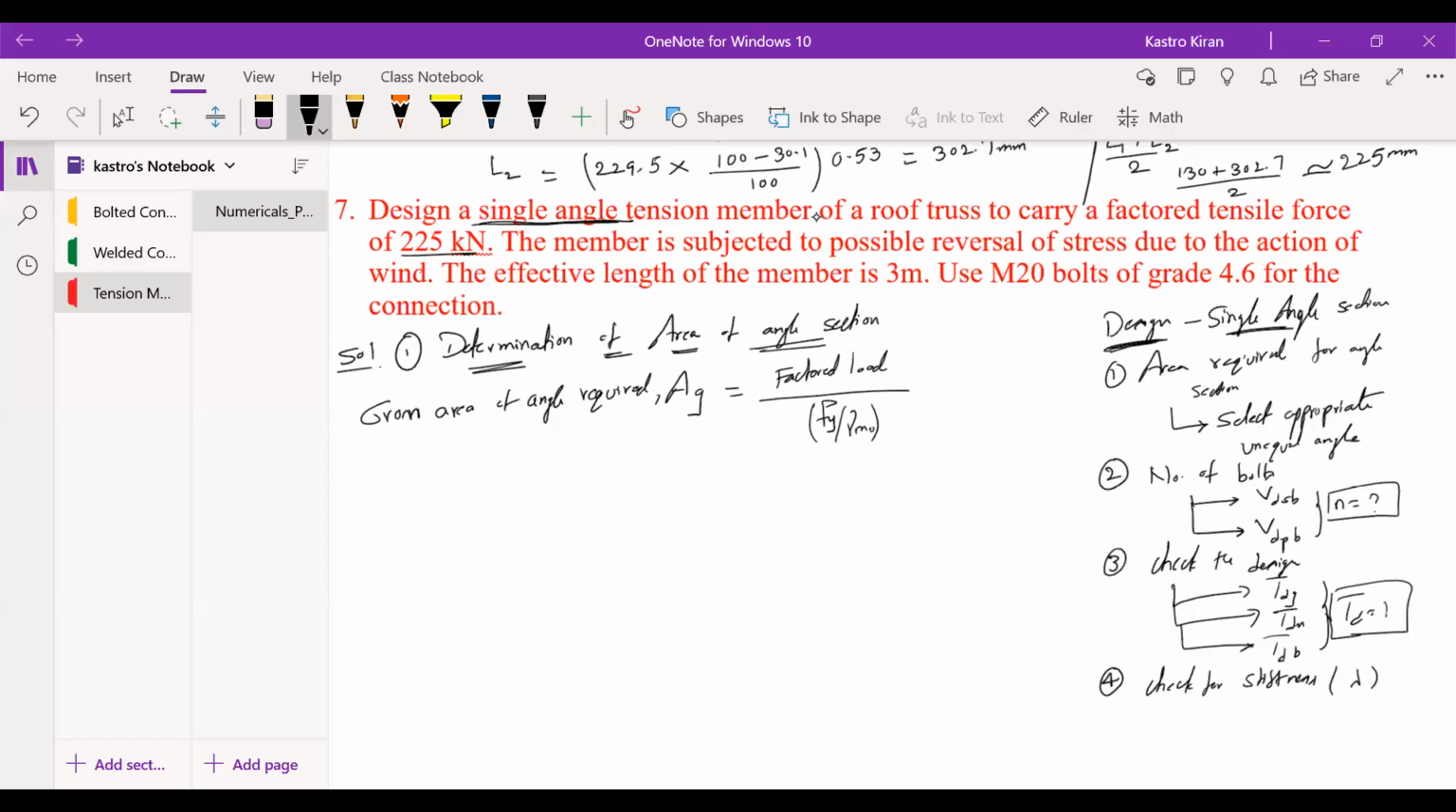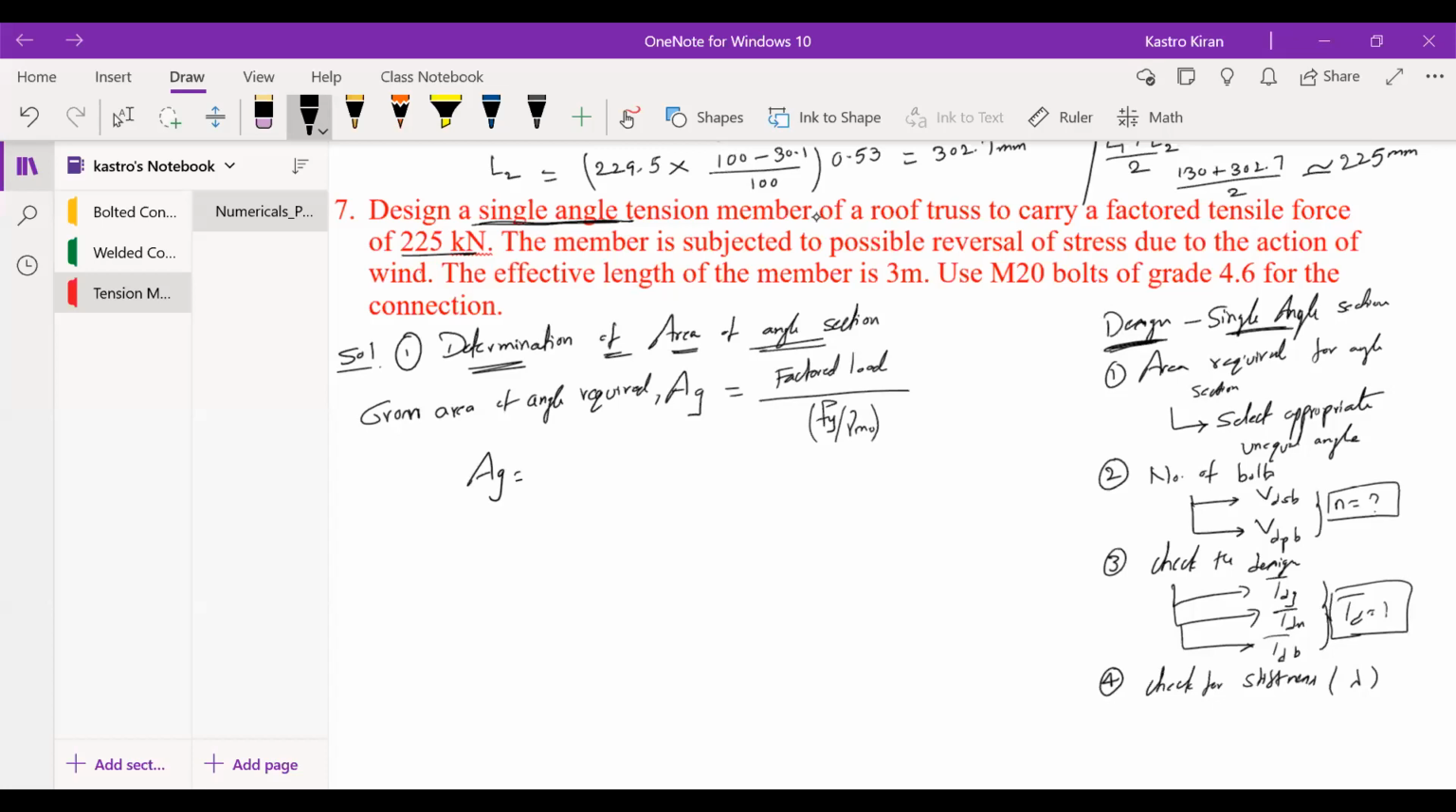This is the fixed formula. Factored load upon Fy by gamma m0, and this is the formula which is used to find out the tensile gross area of the angle section that is required. Okay, so this formula is not available in your code book. You have to remember this formula. So this is how you can calculate the gross area of angle required.